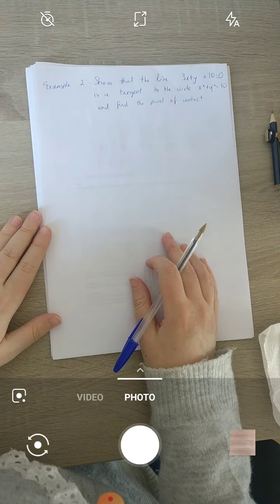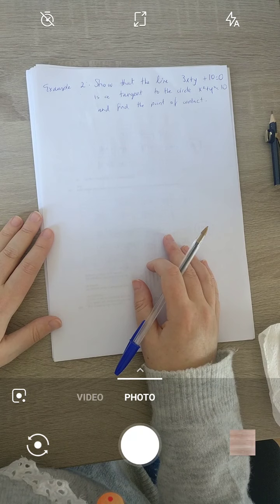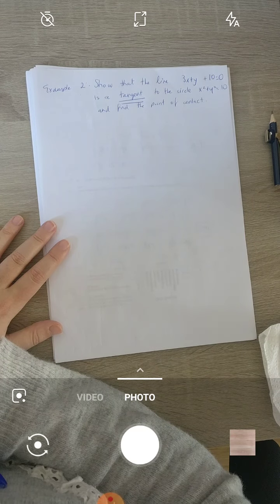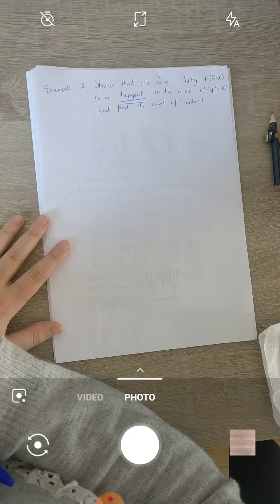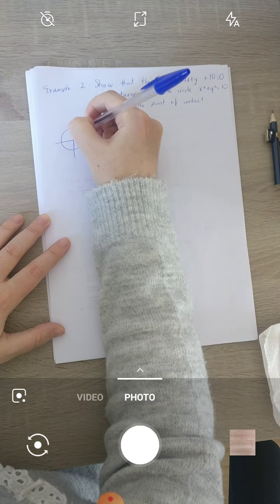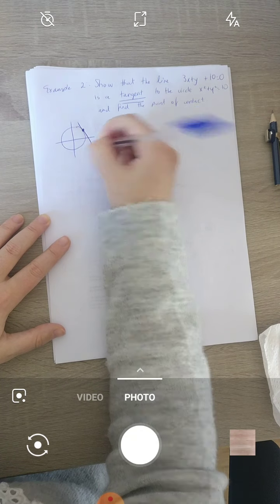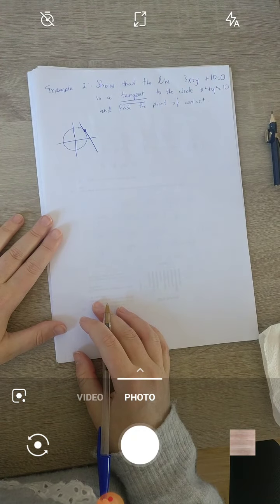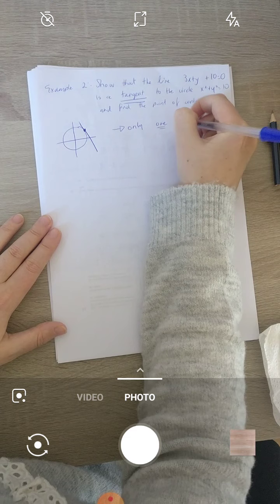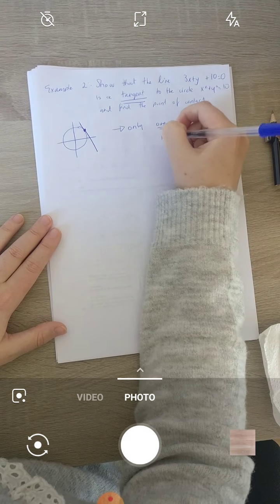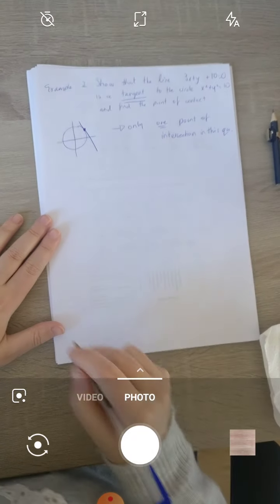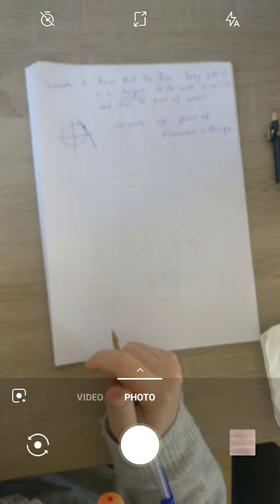We have: show that the line 3x plus y plus 10 equals 0 is a tangent, okay, that word we've seen before, to the circle x squared plus y squared equals 10, and find the point. Now what that means is we have a circle. A tangent is a line that hits off or goes through at one point only. Which means there is only one point of intersection in this question. So when you're reading that question, that's what you should be thinking of straight away. Okay, there's only one point.